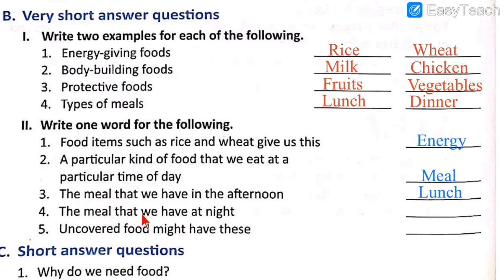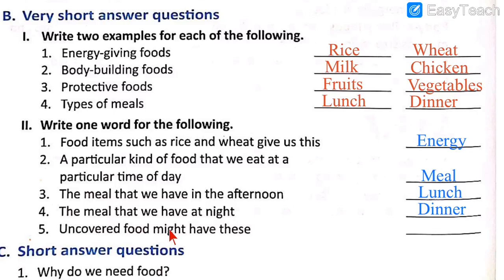Number 4, the meal that we have at night. At night, 1 or 2 hours before you sleep, at around 8 o'clock or 9 o'clock, you have that meal. What is that food called? What do you have at night? At night we have our dinner. It is dinner time at night. Let's write the spelling. DINNER, dinner. At night we have our dinner.